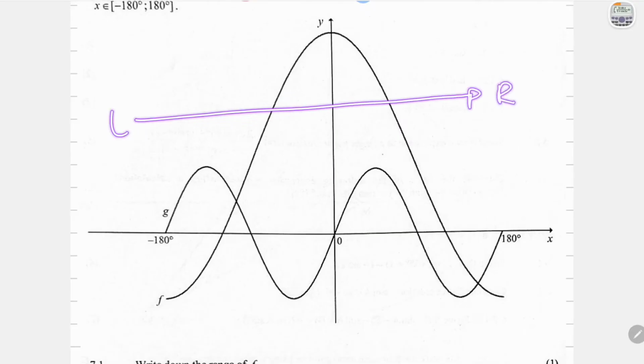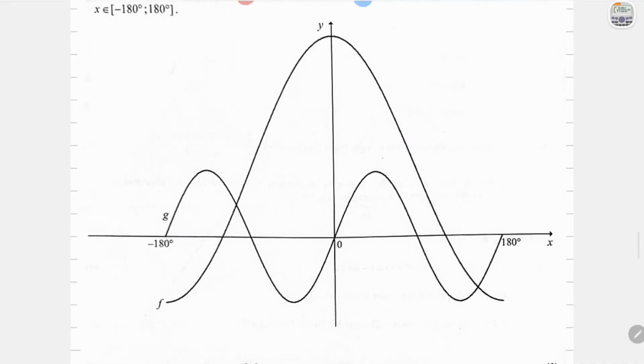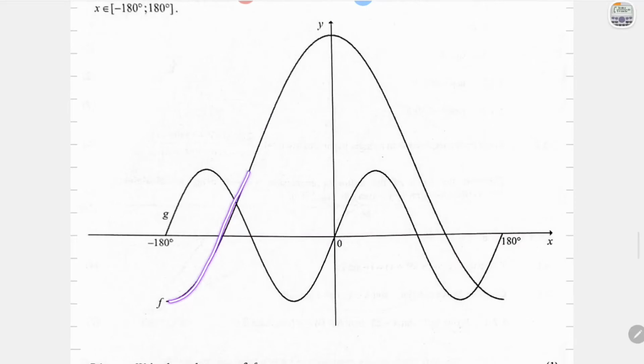Okay, so when it's increasing, it's just moving up, right? And then you know it's increasing. So let's look at where f is increasing. This is f. Do you see that it is increasing from here, from negative 180 degrees, all the way through until it reaches its maximum?